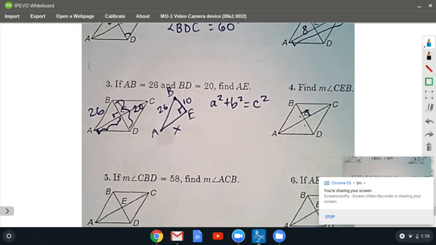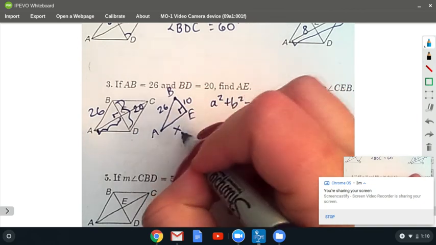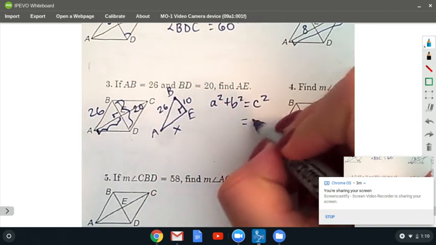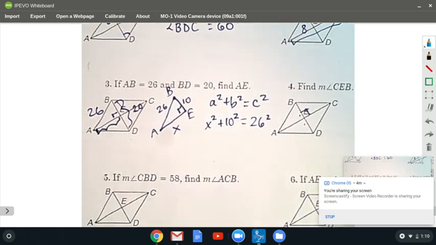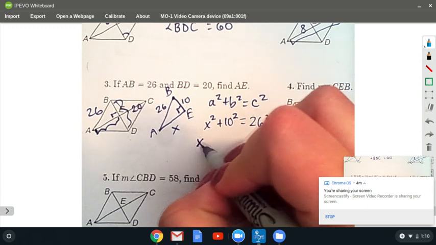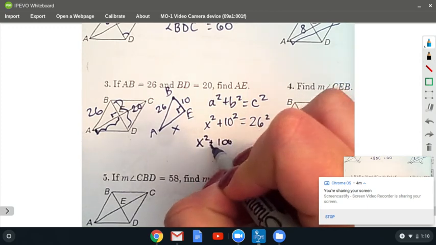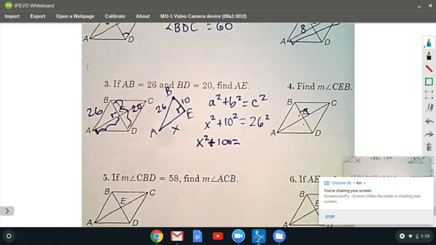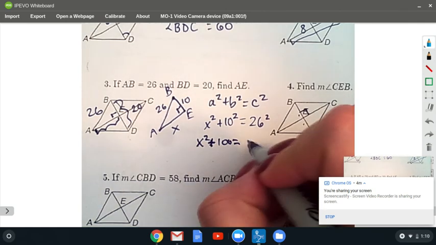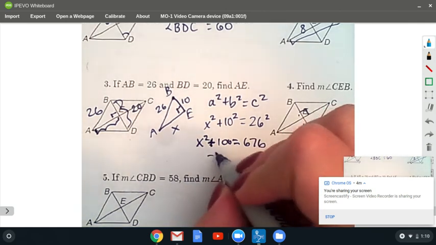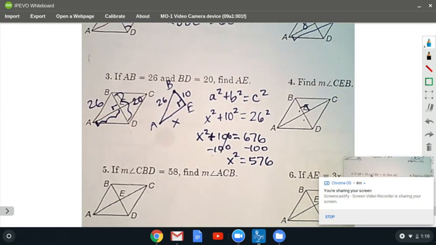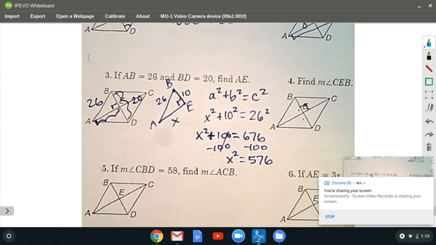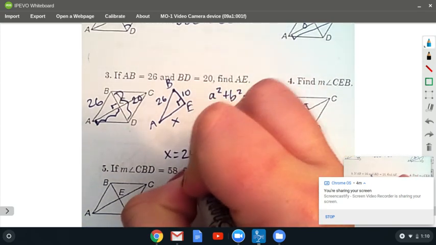I'm missing my calculator. Hold on. Oh, there it is. So now 26 is the hypotenuse, so that has to go in for c. My x squared and my 10 can go in for a or b. It doesn't matter. 10 squared is 100. 26 times 26 is 676. So now I'm going to subtract 100. Get x squared equals 576. And the square root of 576 is 24.